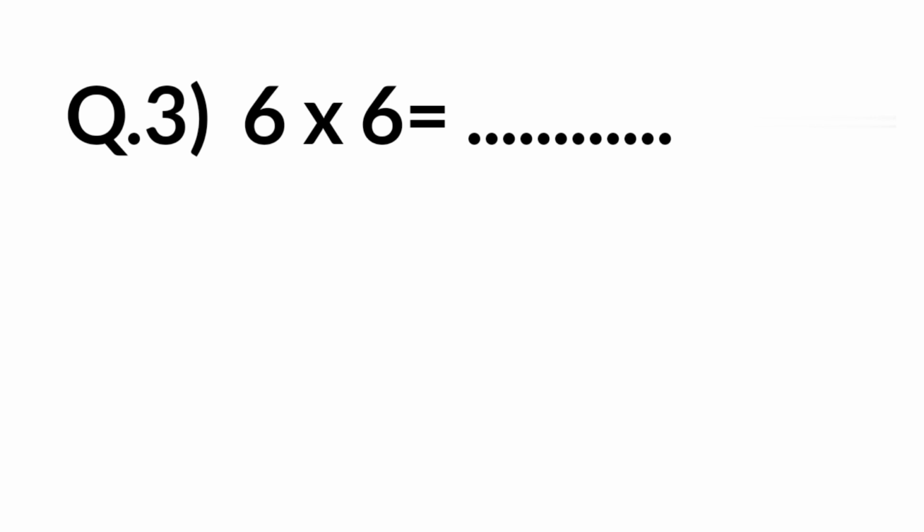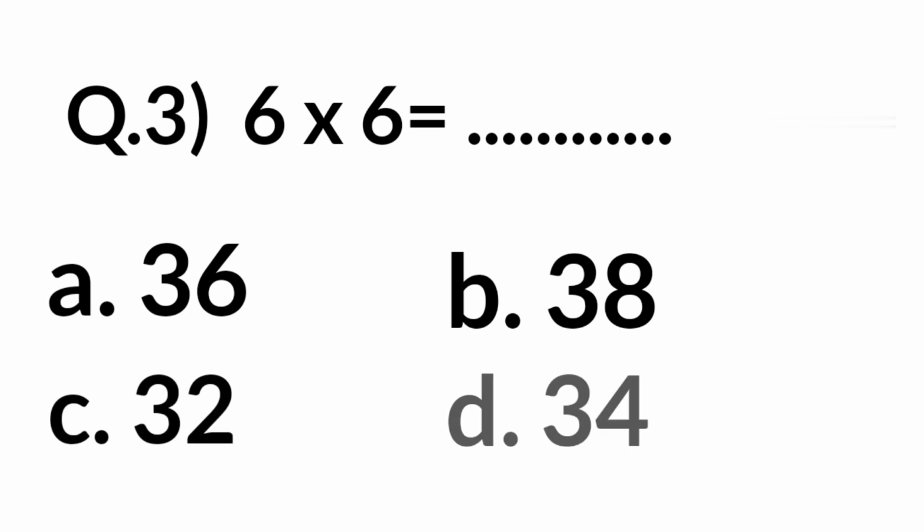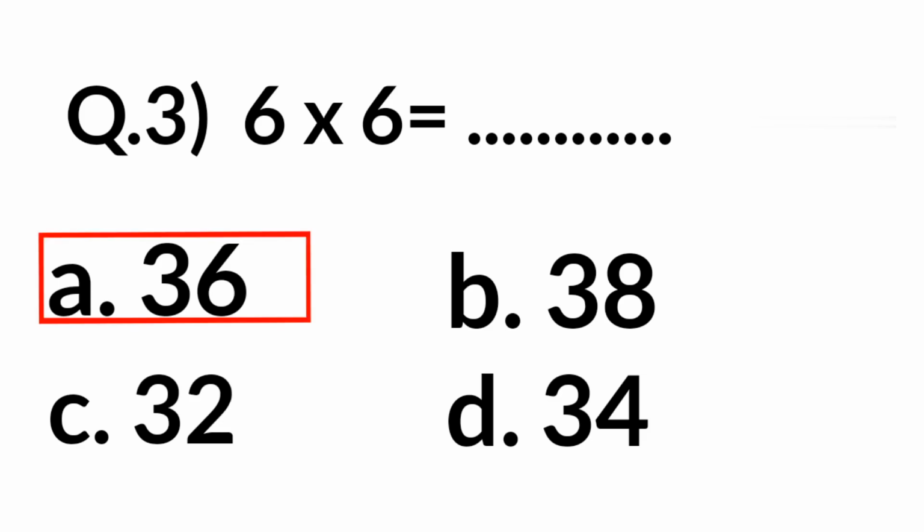Question number 3. 6 multiplied by 6 is equal to option A 36, option B 38, option C is 32, option D is 34. The correct answer is option A 36.